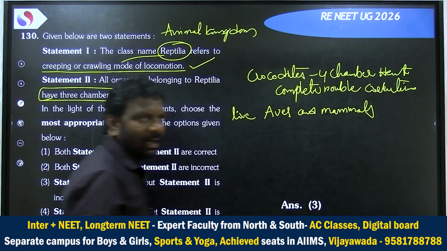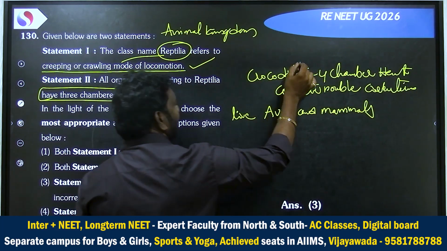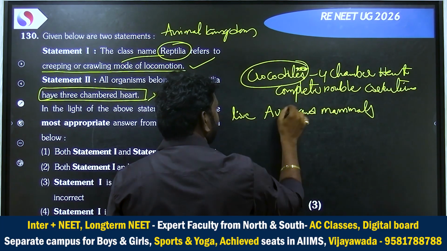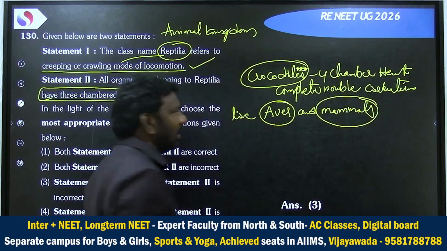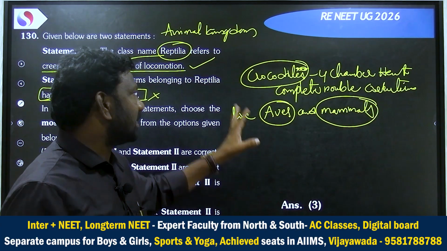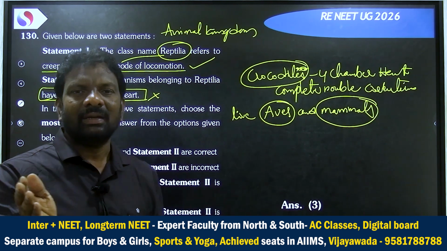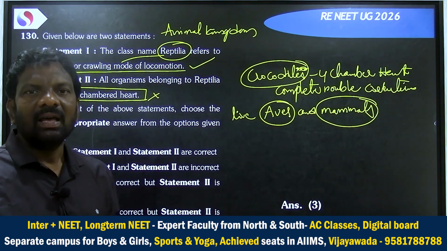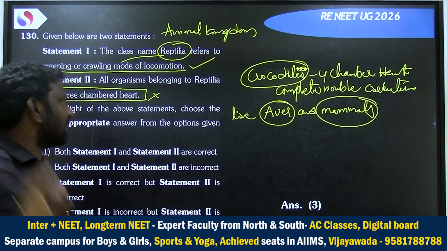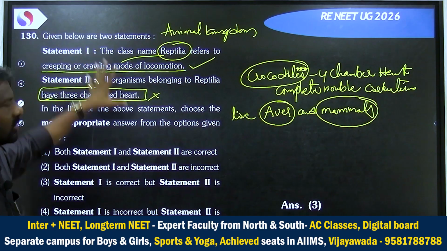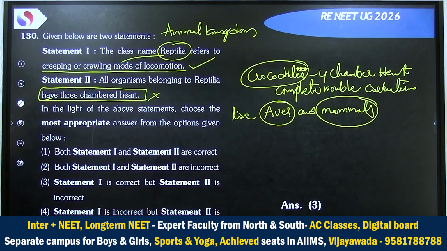So in kingdom Animalia, crocodiles plus aves plus mammals, all these three related organisms have a completely 4-chambered heart. Two separate circulations, systemic circulation and pulmonary circulation. Oxygenated and deoxygenated bloods are completely separated. There is no mixing. So regarding this question, the first statement is true, the second statement is wrong. The answer is the third option: statement 1 is correct, but statement 2 is incorrect.